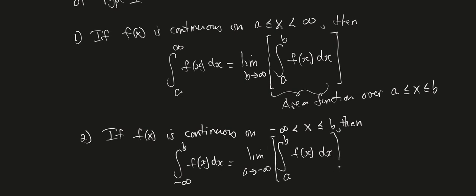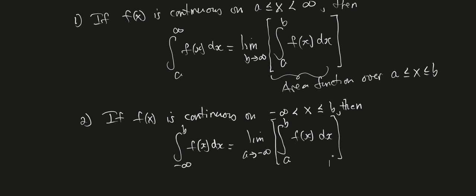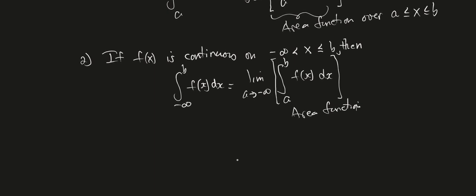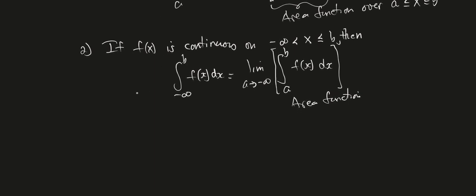So again, we start with an area function, right? We're not going to get a number now because the lower limit here isn't going to be a number. We're going to create what we're going to call an area function and then see what happens to that area function, as in this case a goes to negative infinity. All right. Third one is just kind of a combination of the two.